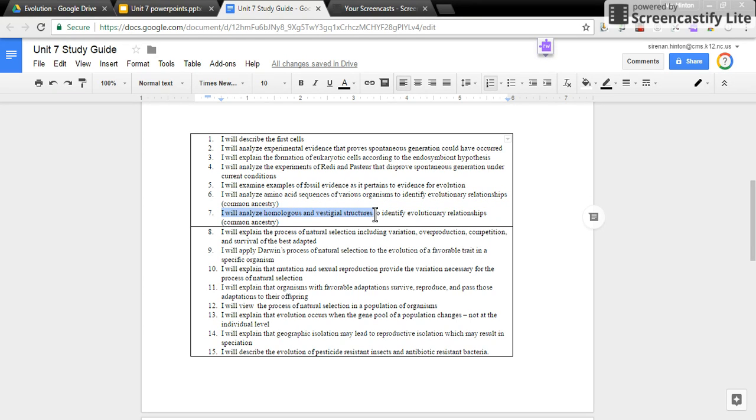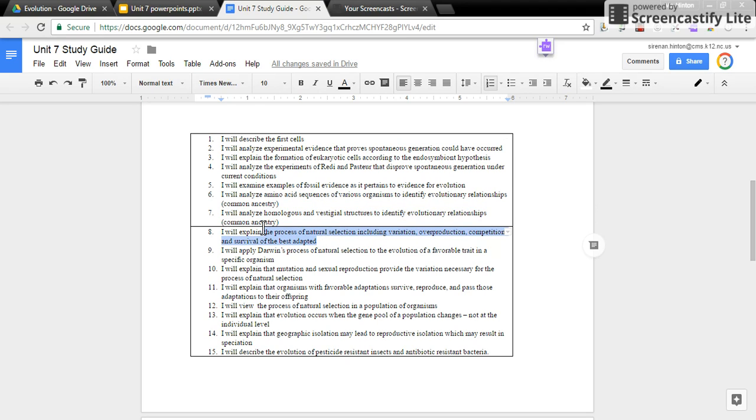I will analyze homologous and vestigial structures to identify evolutionary relationships. We did this in our stations around the room on page 155 and 154, 153, 152, 151. And we took notes on this on page 156. Again, homologous, homo means same. So same looking features, different functions, or vestigial structures, features that are in our body right now and have no purpose.